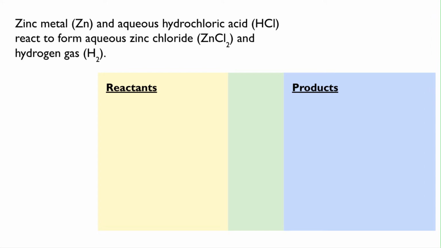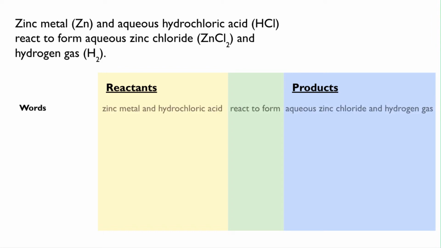So let's think. Reactants. If I go back to the word problem, zinc metal and aqueous hydrochloric acid react to form. That word, react to form, everything before that is my reactants. So that's going to be two reactants, zinc metal and aqueous hydrochloric acid. React to form is my reaction language, and then my products are going to be aqueous zinc chloride and hydrogen gas.